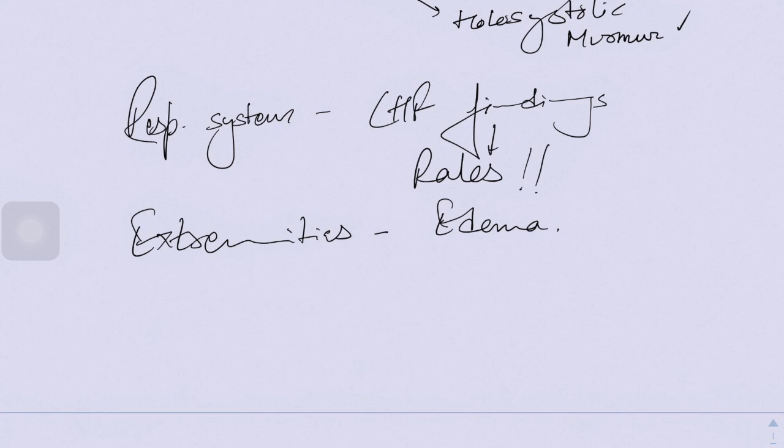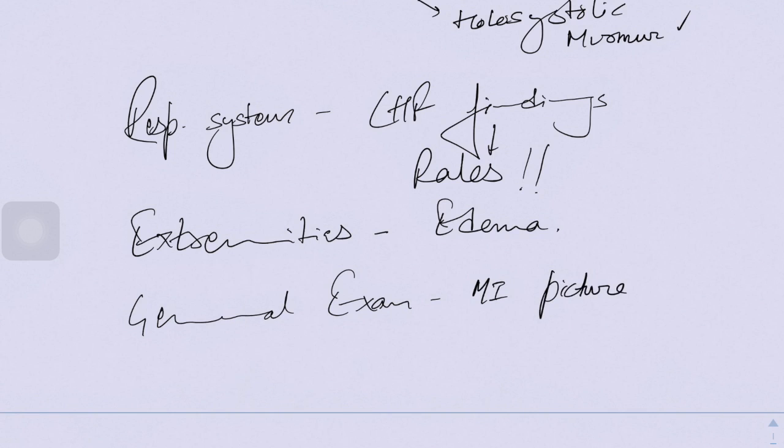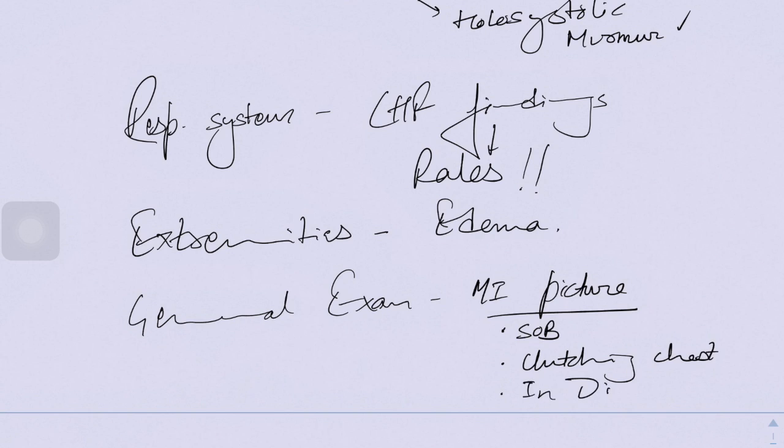The third, we deal with the extremities. There can be edema in those extremities. And lastly, the general exam. How would a patient with an ischemic event appear to you? Yes, that would be the typical picture of an MI patient. Shortness of breath, the patient clutching his chest in acute distress.